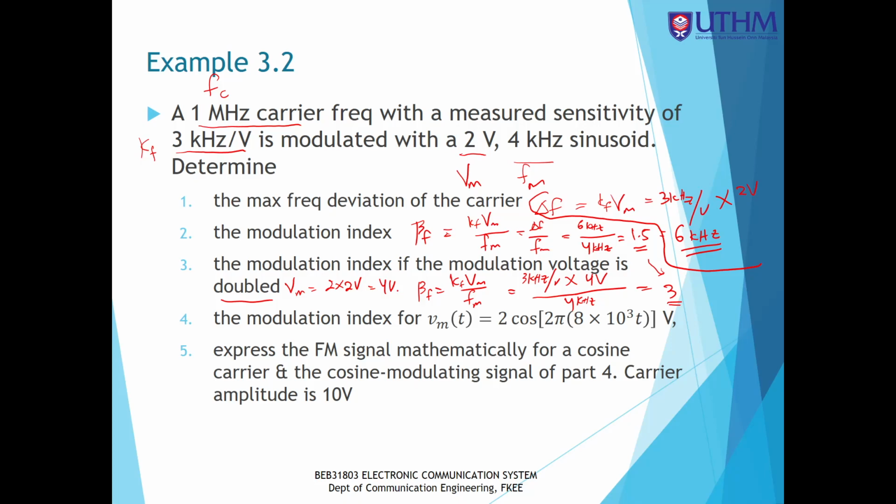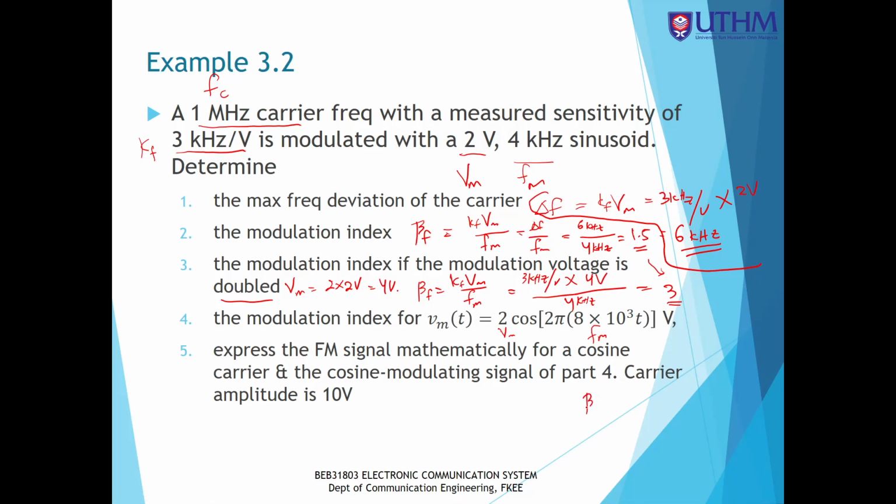Determine the modulation index beta f if you are given Vm(t) equal to 2 cos 2 pi 8 kilohertz. Okay, so you see that this is Vm 2 volt, and you are given a new FM frequency, which is 8 kilohertz. So previously it was 4 kilohertz, now you are given the FM frequency is 8 kilohertz. So the message frequency becomes double in this number 4. So what happened is that we will find the beta f.